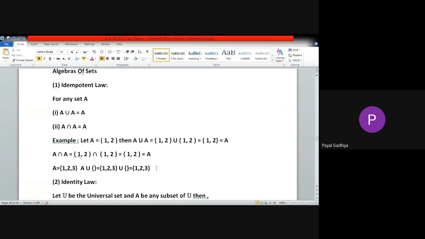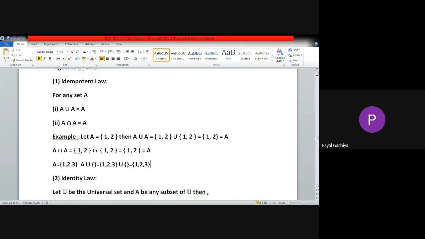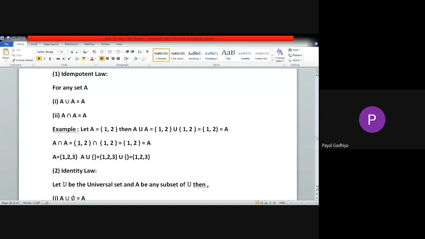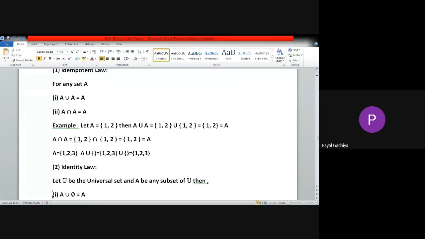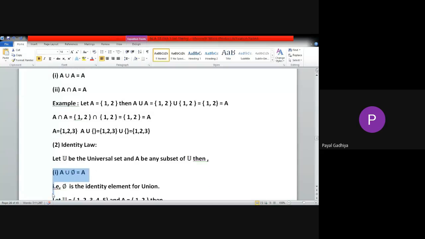In union operation, if I am doing any set union null set, it will give me the same set. So A union null set will be A itself, right? This point you got it clearly. Yes, ma'am. For any set, if I am finding the set union null set, the answer will be the same set. Okay, that means null set is the identity element for union.